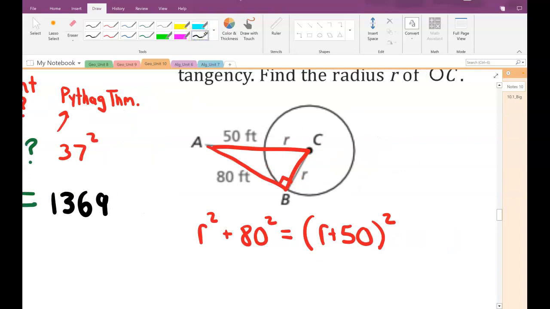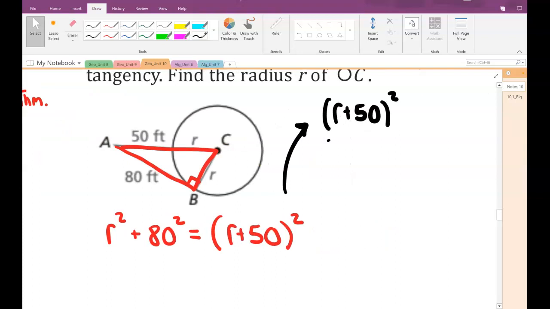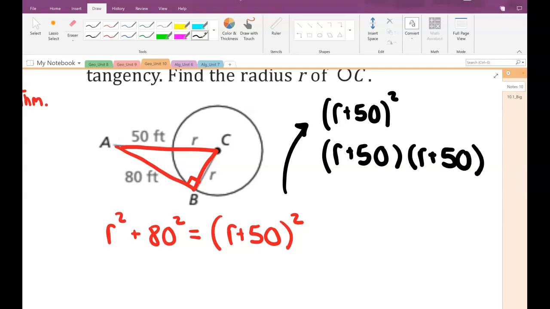Now we're going to do a little bit of an algebra review. We haven't had to multiply any binomials yet this year, in geometry at least. So R plus 50 squared. Anytime you square a number, it's being multiplied by itself. So we take this as R plus 50 times R plus 50. And now you have to either, depending on how you learned it, you may have learned it as double distributing, as foiling, as the box method.